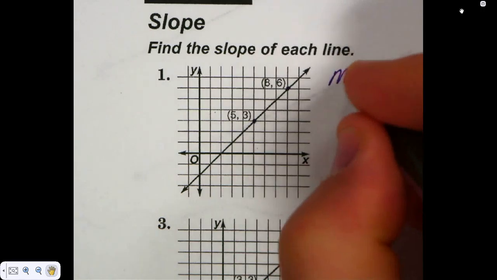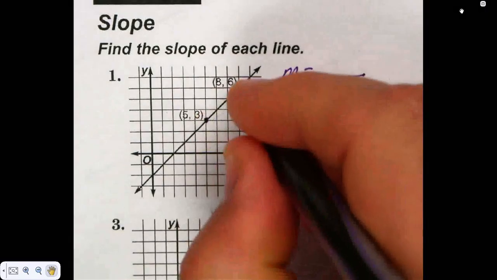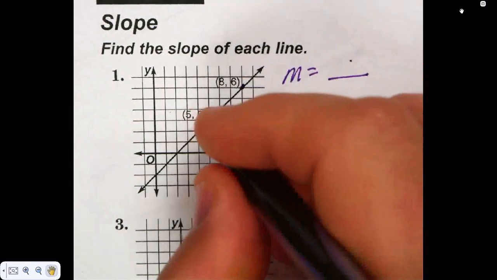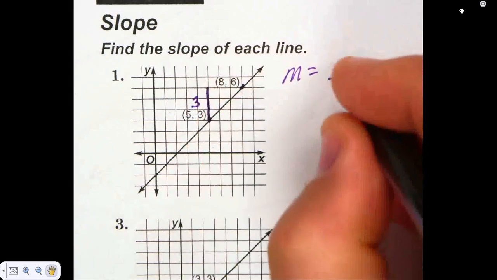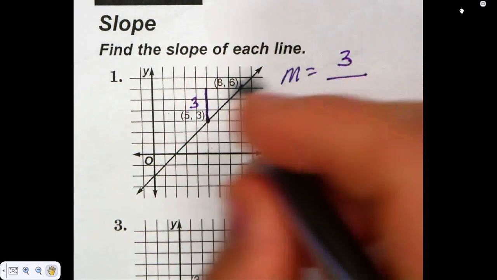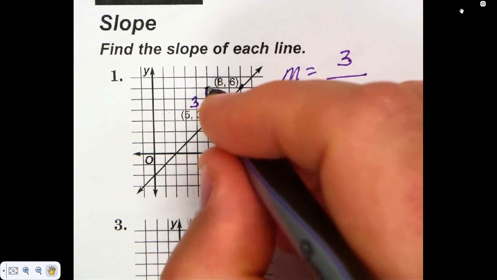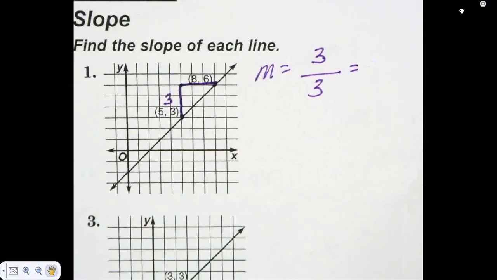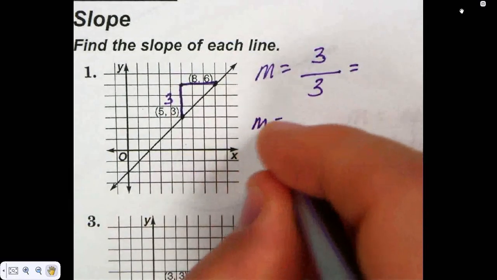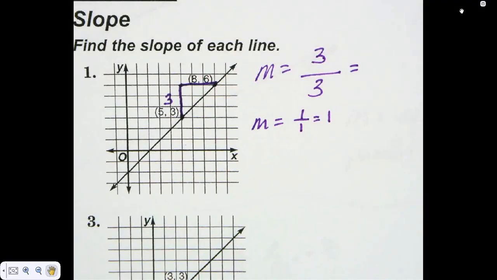Remember, slope is what? Vertical change over what? Horizontal change. So to get from here to here, how much do I change vertically? 3. I have to go up 1, 2, 3. So I put 3 right there. Horizontally, how much do I have to change? 1, 2, 3. So I put 3 on the bottom. Now, you do need to reduce those. So what's the slope equal to? A 1 over 1 or just a 1? Okay?